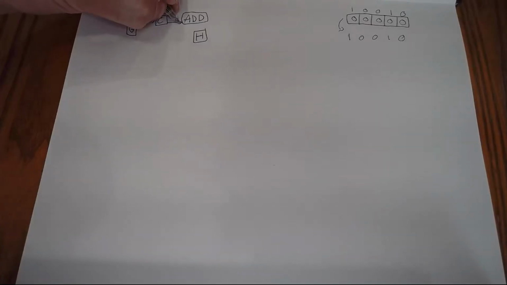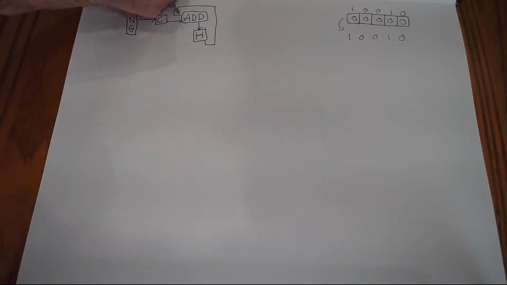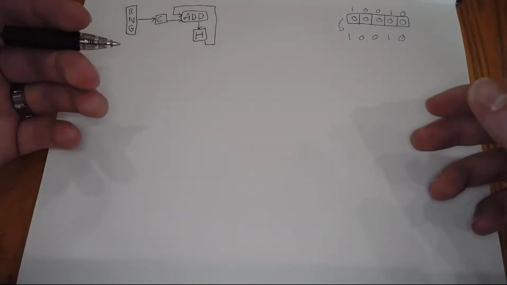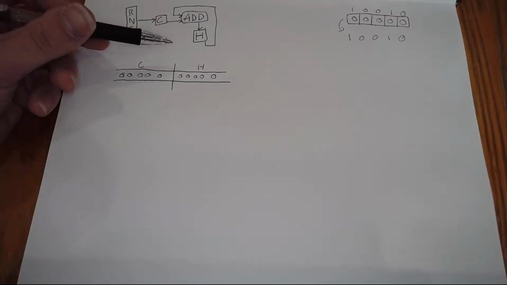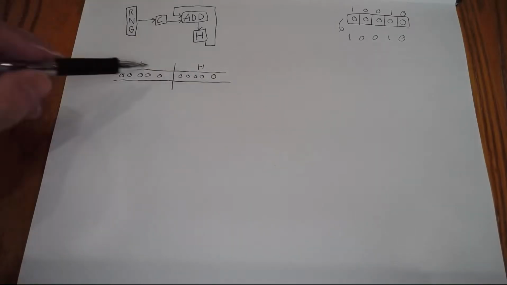All right, now let's fill in the blanks for how these are actually connected. So obviously the random number generator goes to the card register. The card register goes into the adder, which goes into the hand register, and now the hand register, in order to add the card to the current value of the hand, feeds back into the adder. Okay, so then how do we draw a card? First off, let's set up our base state. So we're going to start off with both the card register and the hand register being all zeros for both.